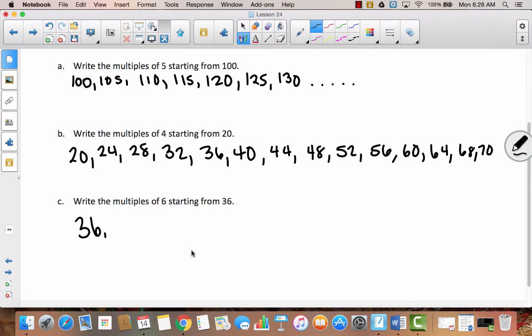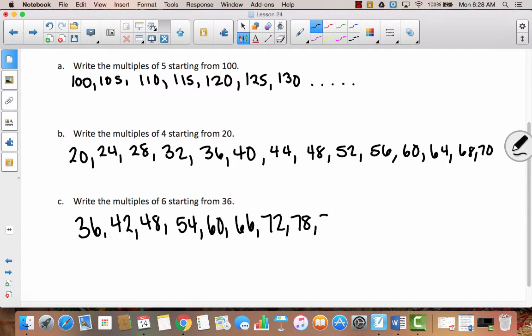So counting by sixes, starting at 36, you would say 36, 42, 48, 54, 60, 66, 72, 78, 84, 90, 96, 102, 108. Are you seeing any patterns?